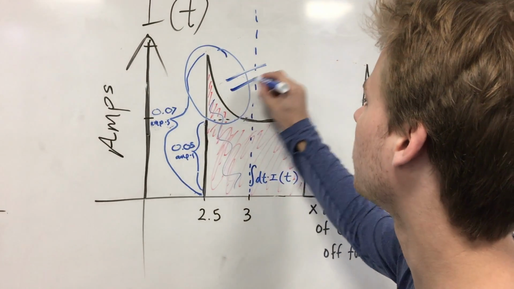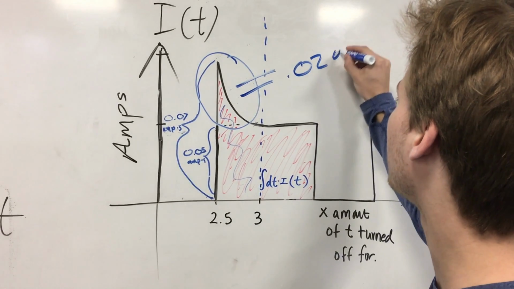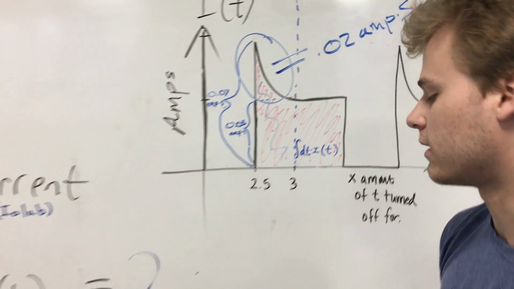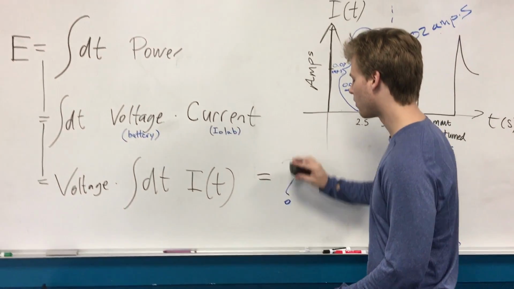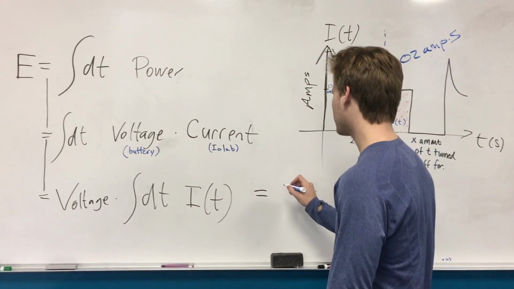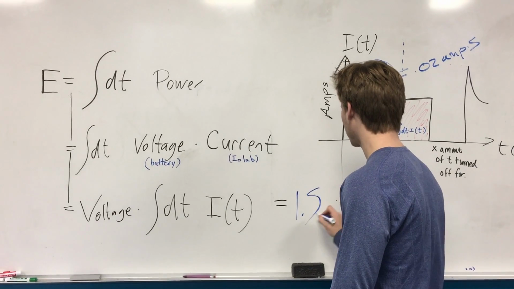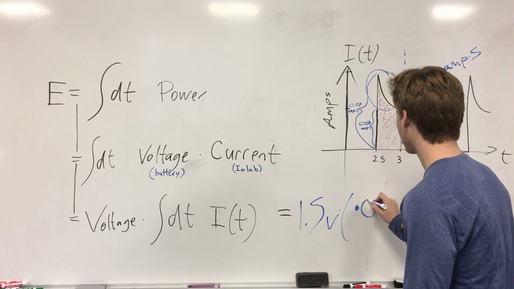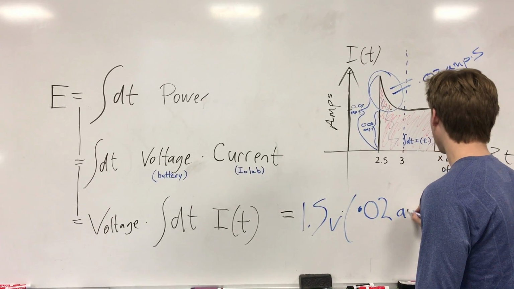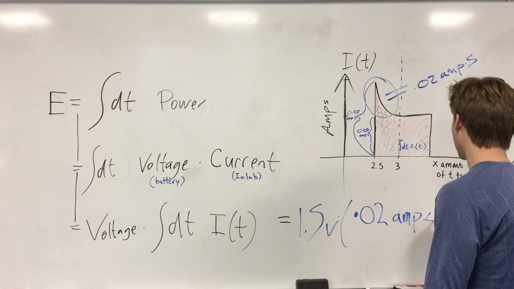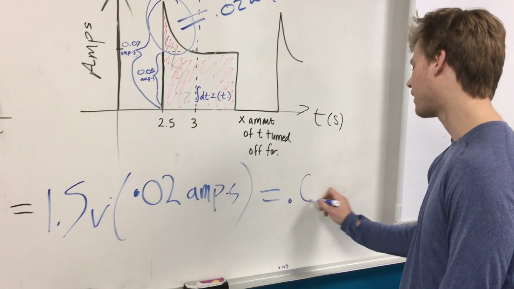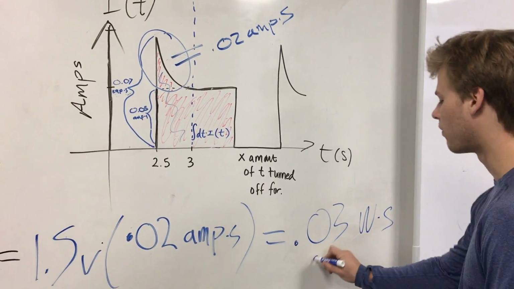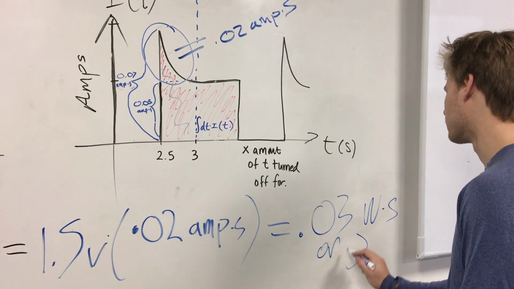So we get a total of 0.02 amp seconds, which we now plug into our original equation. We know our battery is 1.5 volts. And that gives us 0.03 watt seconds, or 0.03 joules.